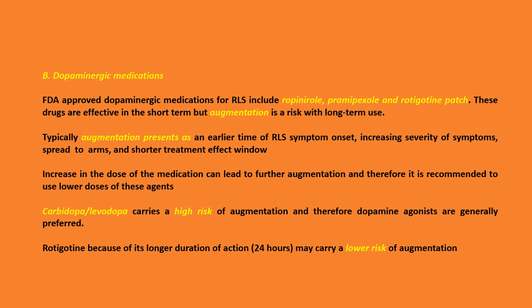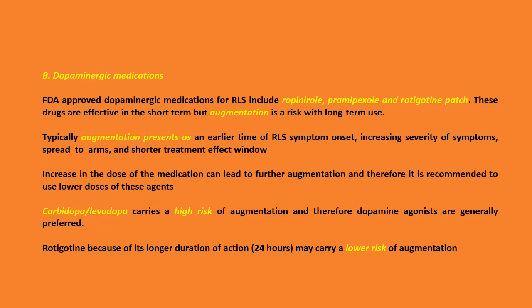B. Dopaminergic medications. FDA-approved dopaminergic medications for RLS include ropinirole, pramipexole, and rotigotine patch. These drugs are effective in the short term, but augmentation is a risk with long-term use. Typically, augmentation presents as an earlier time of RLS symptom onset, increasing severity of symptoms, spread to the arms, and shorter treatment effect window. Increase in the dose of the medication can lead to further augmentation, and therefore it is recommended to use lower doses of these agents.